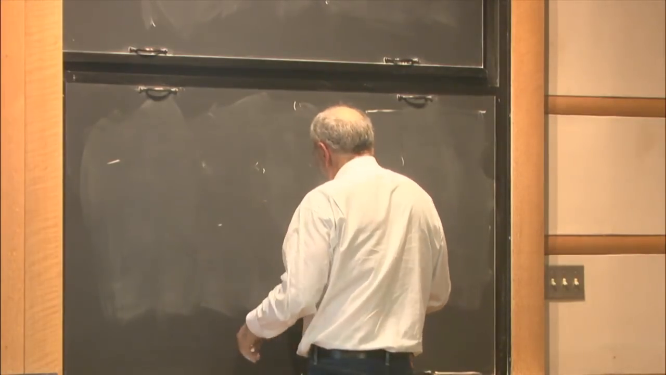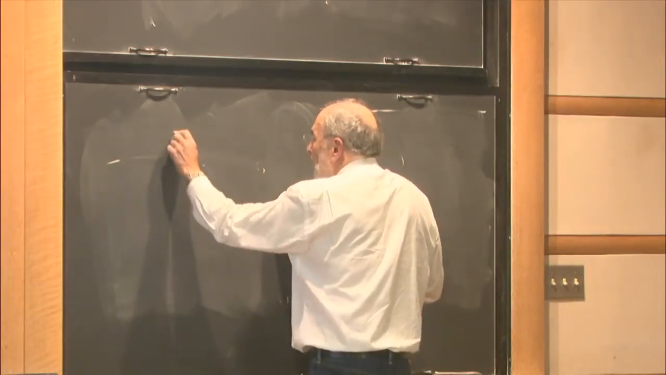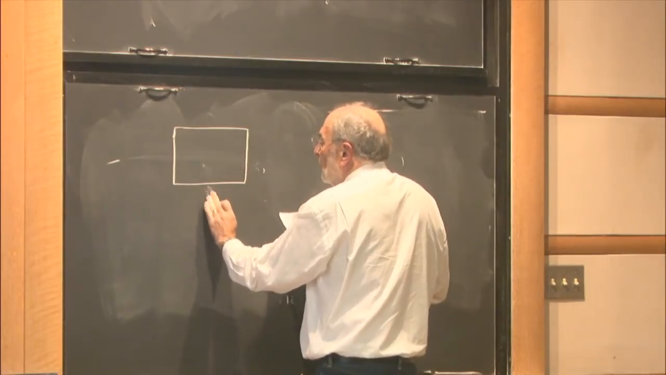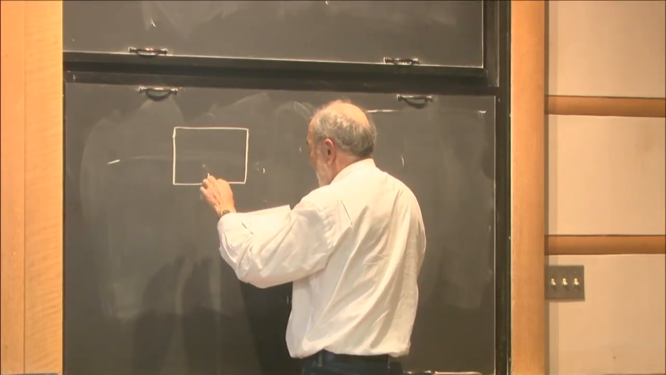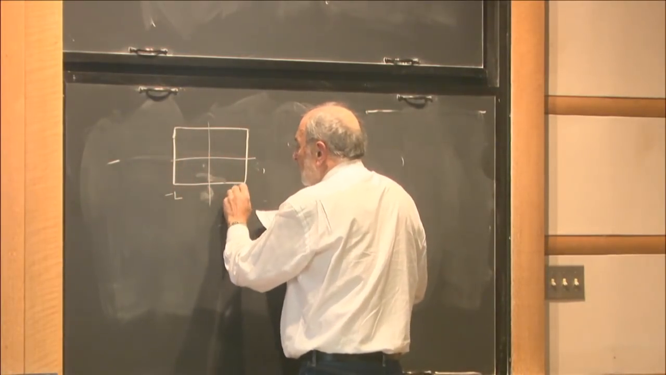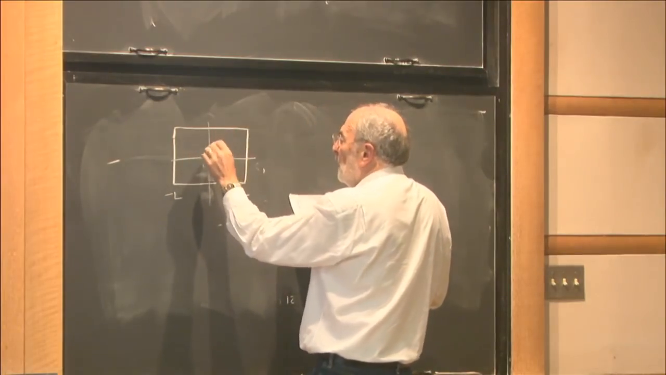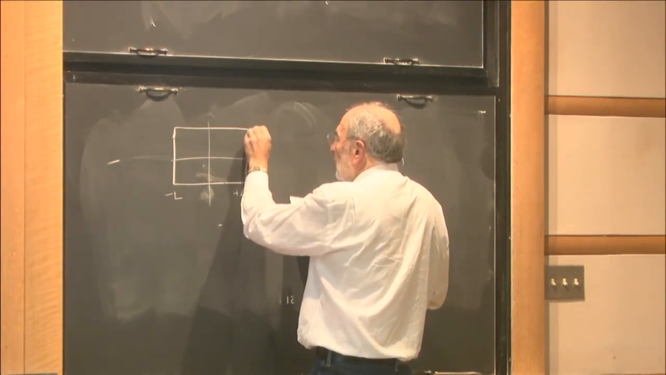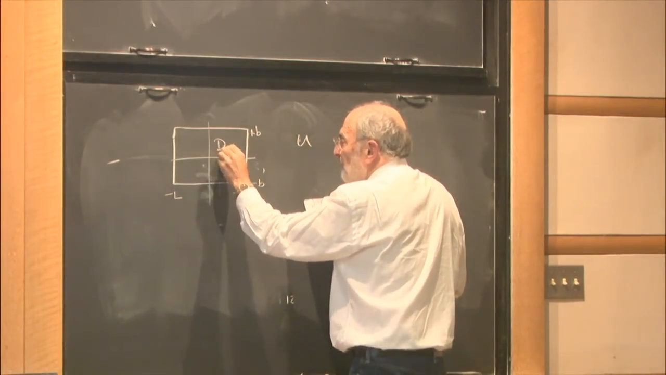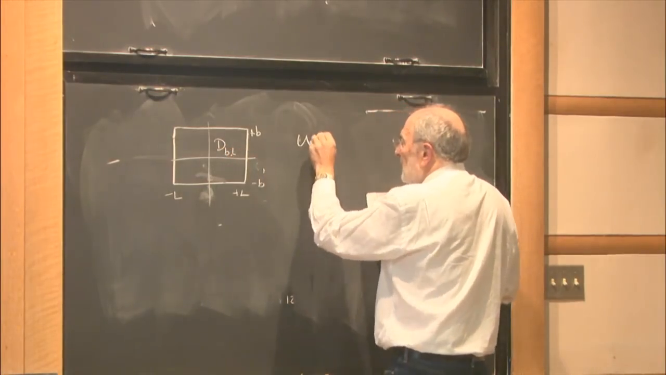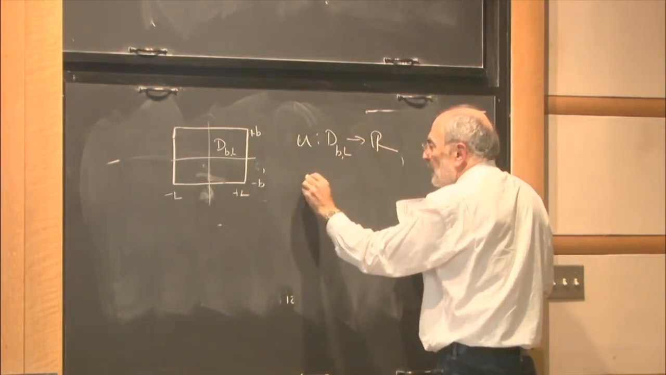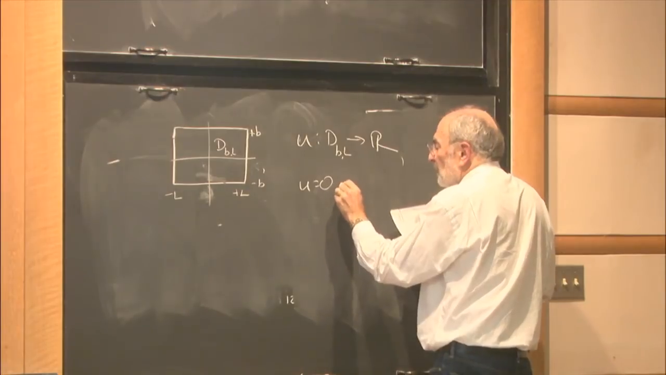So, I'm going to take some box in the plane. Base L, length L, and the height, well, let me do it this way. Put the box here, make this minus L plus L, and then minus B plus B. And I want to solve for U. I'll call this domain BL. I want to take domain BL into the reals. I want it to be U equals 0 on the boundary.